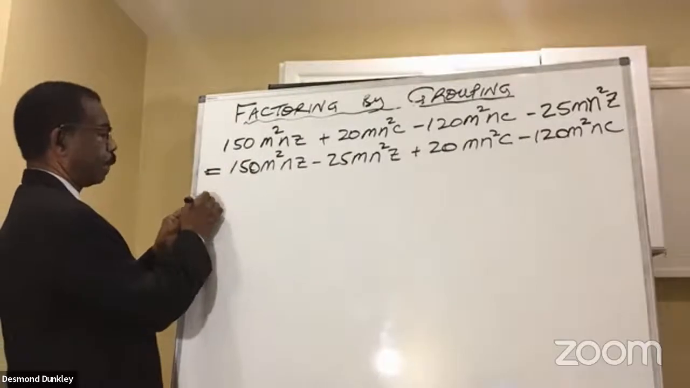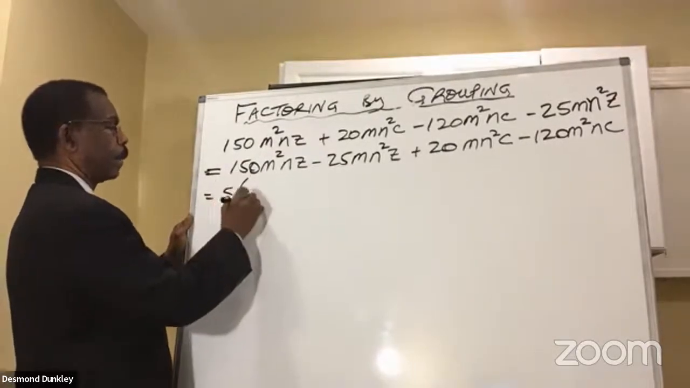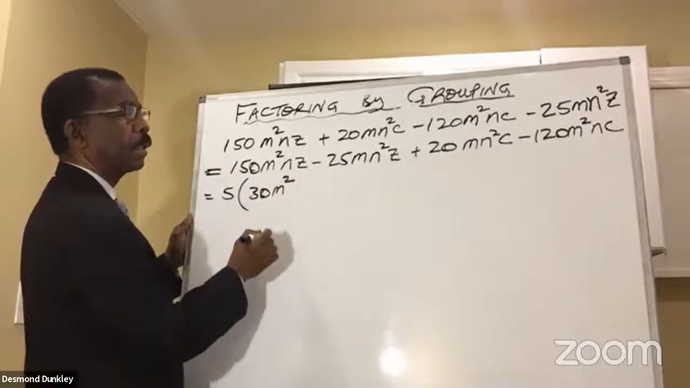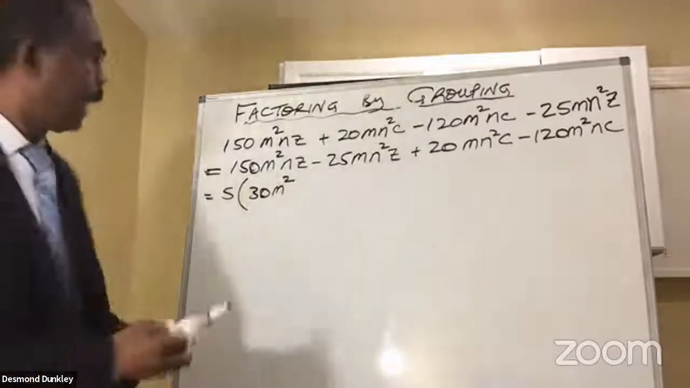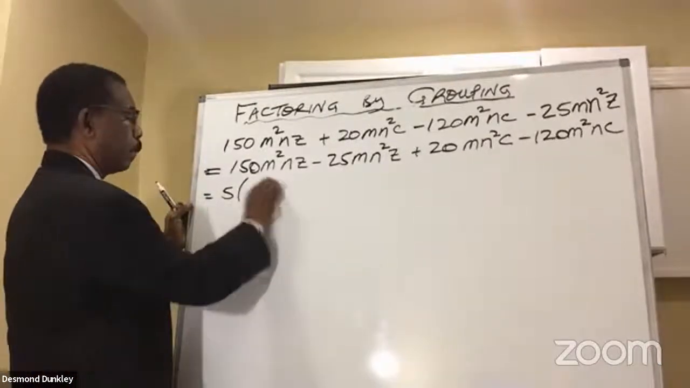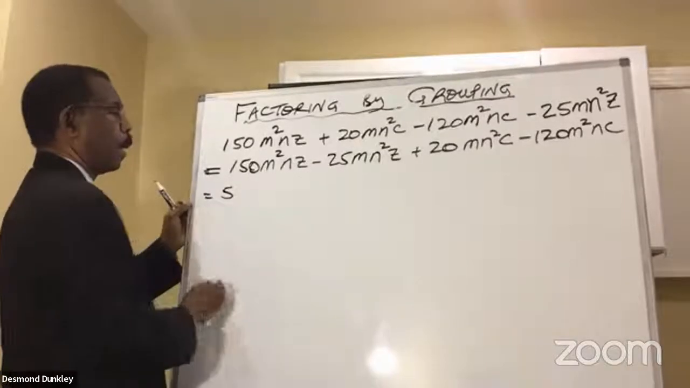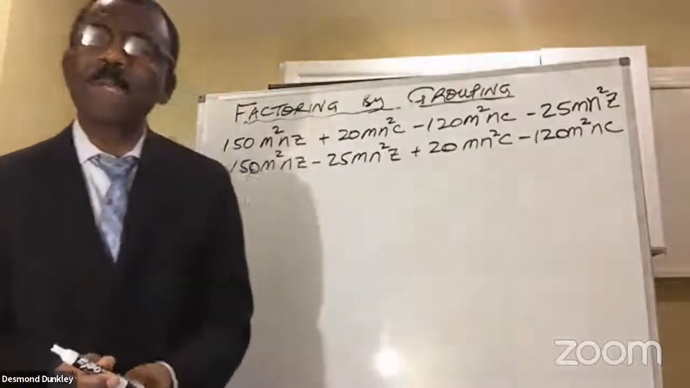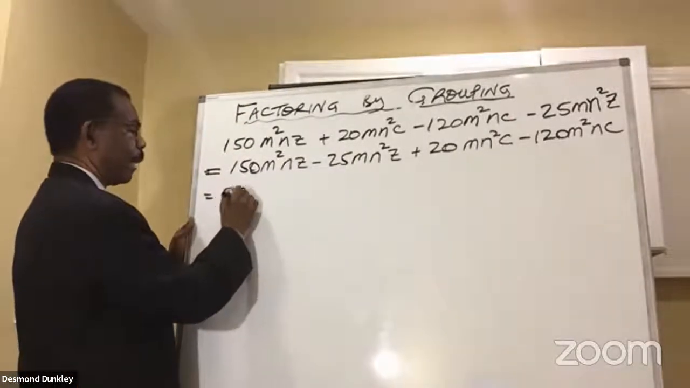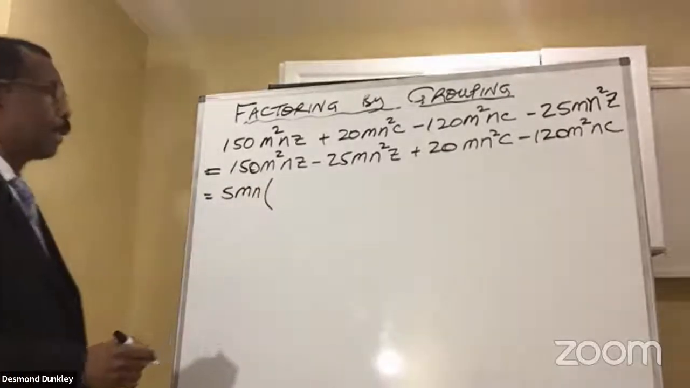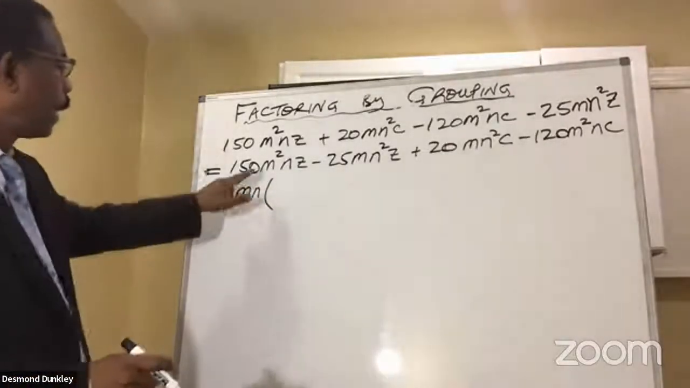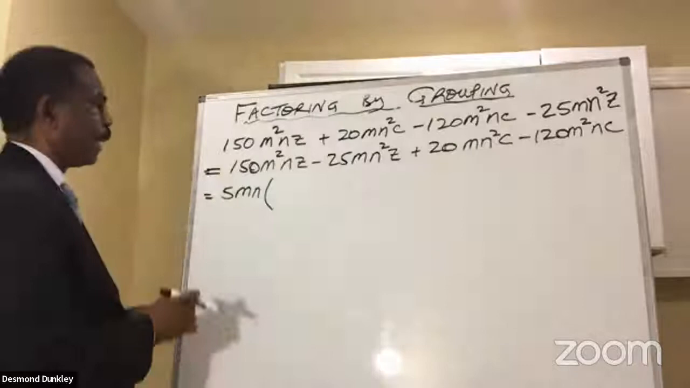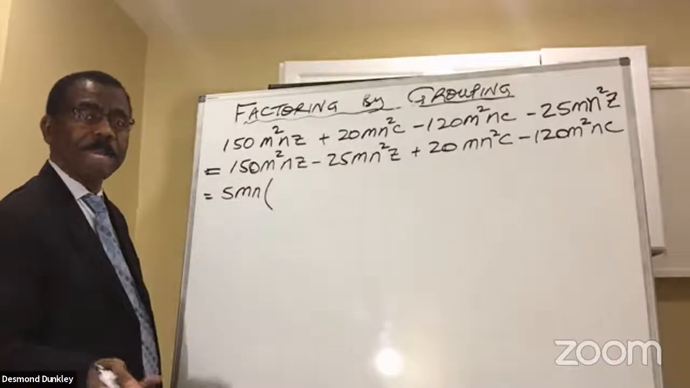So here we go. 5. This is going to give me 30m squared. Oh, wait a minute. I can do better than that. I see mn is also in all of them. So I can take out 5mn. This makes it a lot easier. So I'm going to factor out 5mn out of everything, and that makes my life easier.